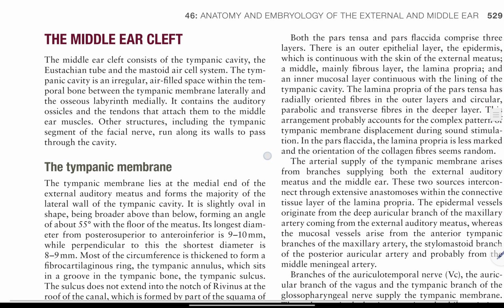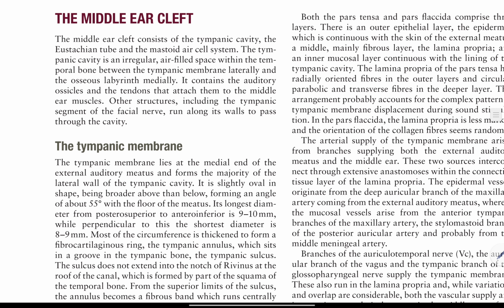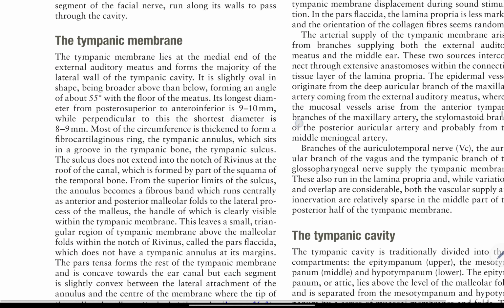The middle ear cleft. The middle ear cleft consists of the tympanic cavity, the eustachian tube, and the mastoid air cell system. The tympanic cavity is an irregular air-filled space within the temporal bone between the tympanic membrane laterally and osseous labyrinth medially. It contains the auditory ossicles and the tendons that attach them to the middle ear muscles. Other structures, including the tympanic segment of the facial nerve, run along its wall or pass through the cavity.